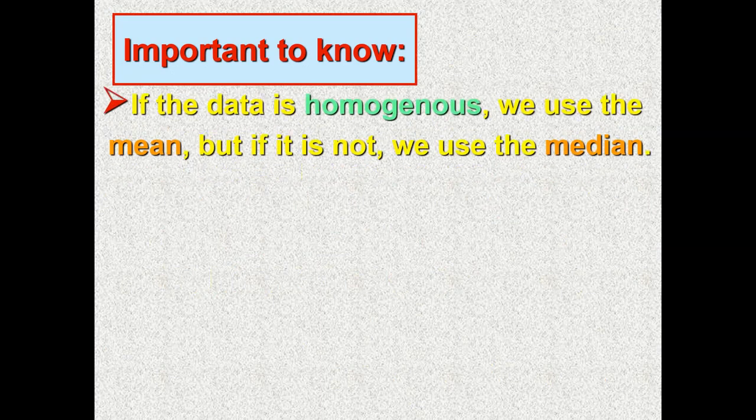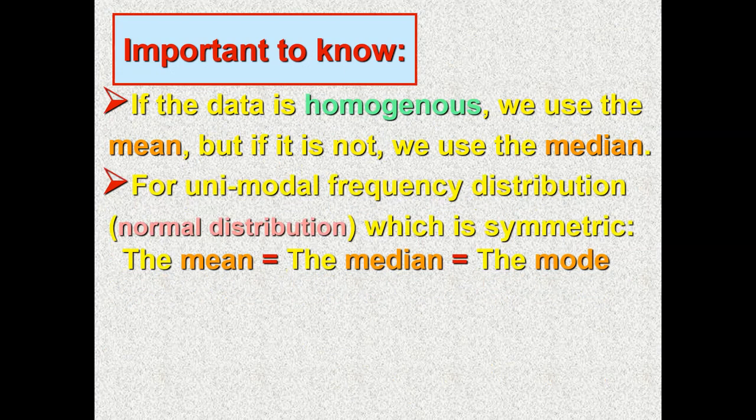Important to know: if the data is homogeneous, we use the mean. But if it is not, we use the median. For a unimodal frequency distribution, normal distribution, which is symmetric, the mean equals the median and equals the mode.